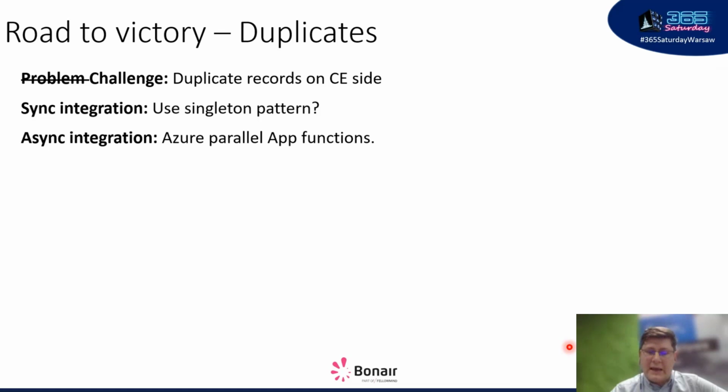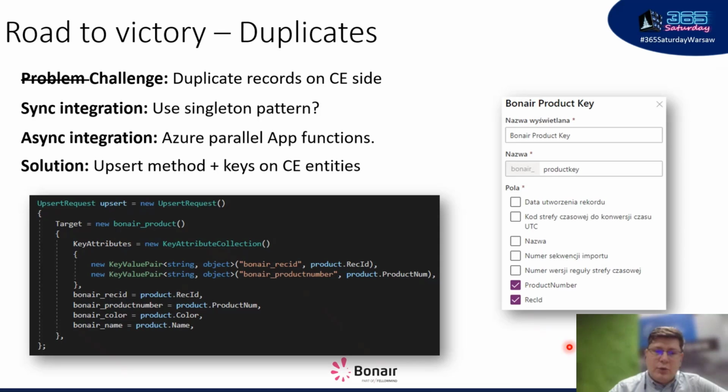So how can we handle this? We can use something called the upsert method and keys on the CE side. We decided to create a key on every entity integrated on the CE side. And then, as you can see here, we can easily use this upsert method with key attributes. What is an upsert method? It's create and update at the same time.